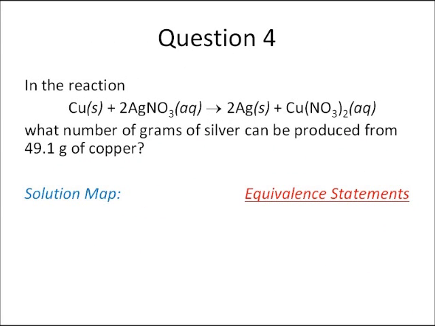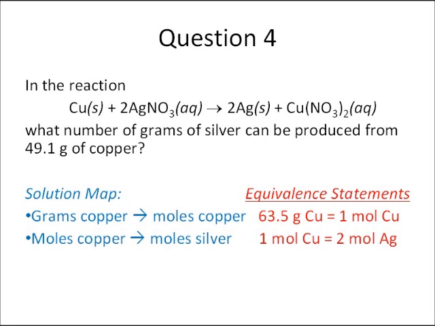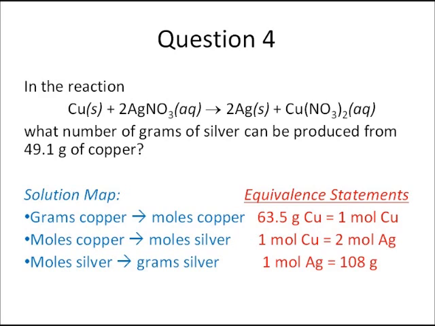In this fourth question, we are going from copper to silver. We start out with 49 grams of copper. We have to get to moles using the molar mass of copper. Then we use a mole ratio from the chemical equation to get from copper to silver. And finally, we're going to use the molar mass of silver to get from moles of silver to grams.